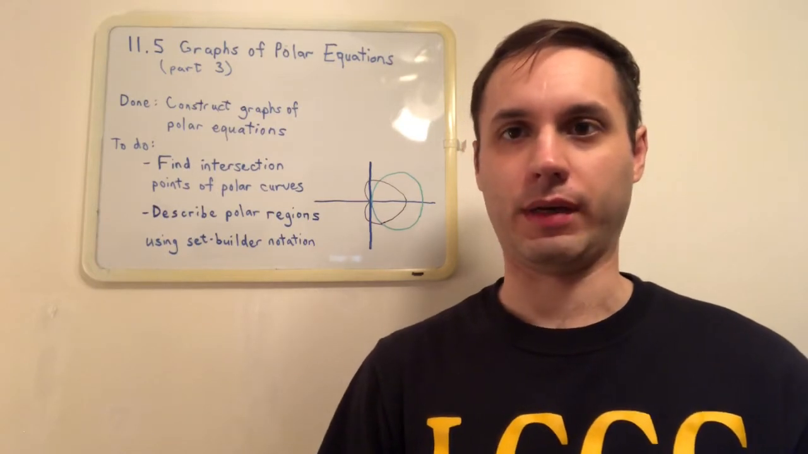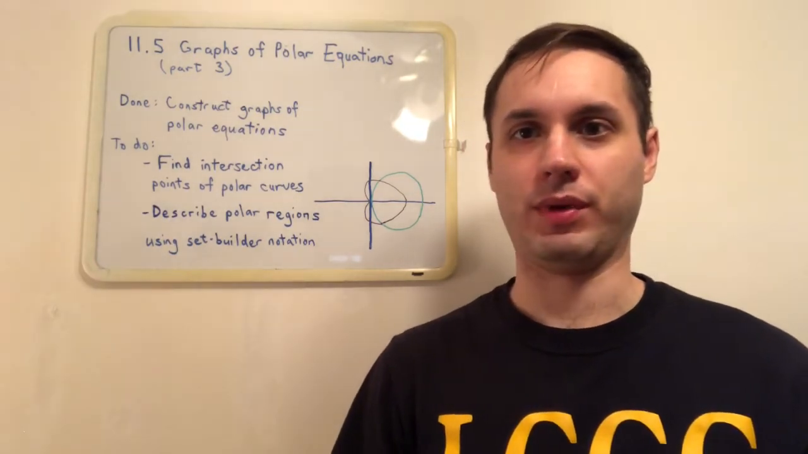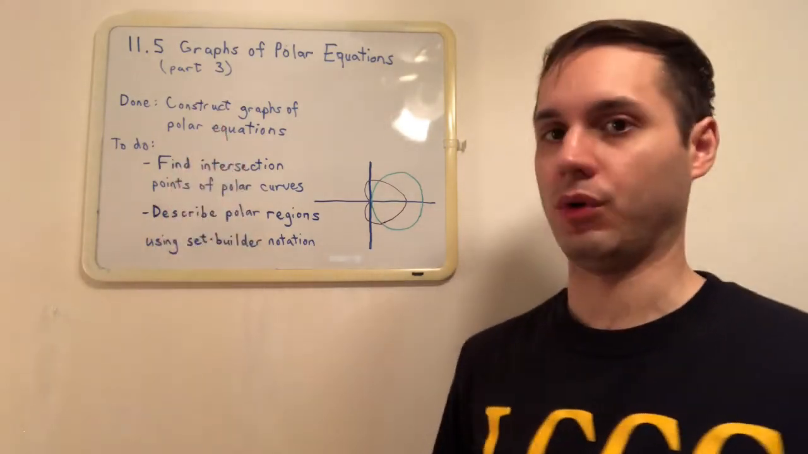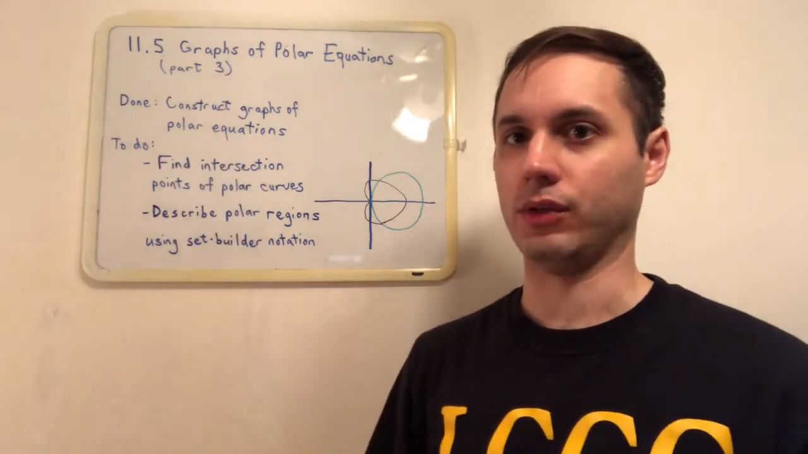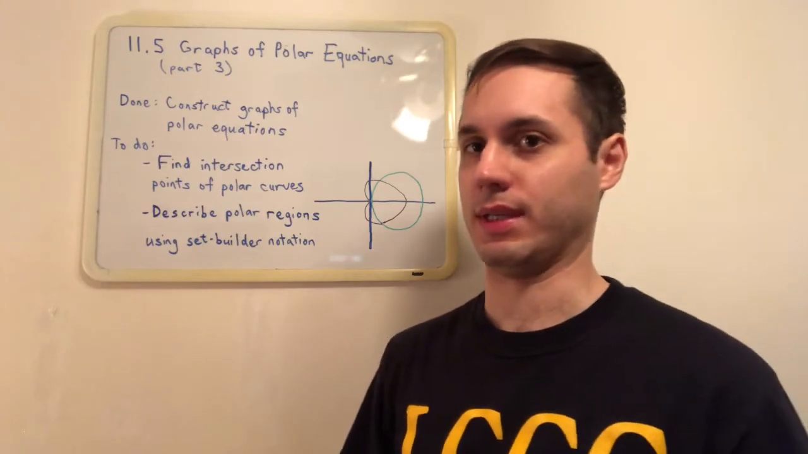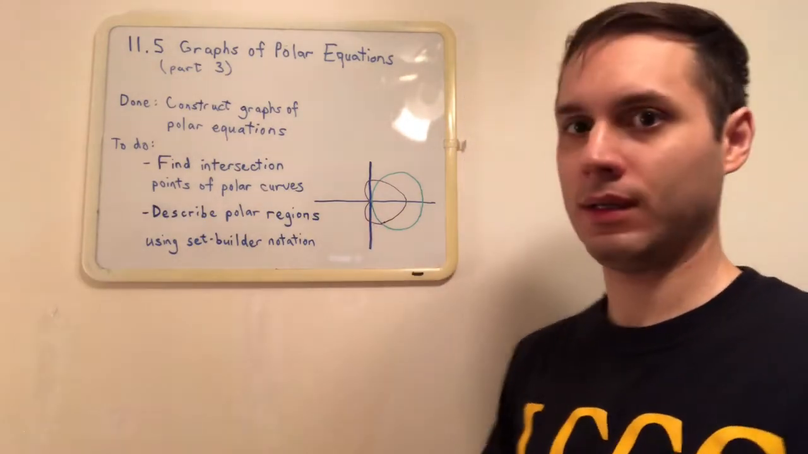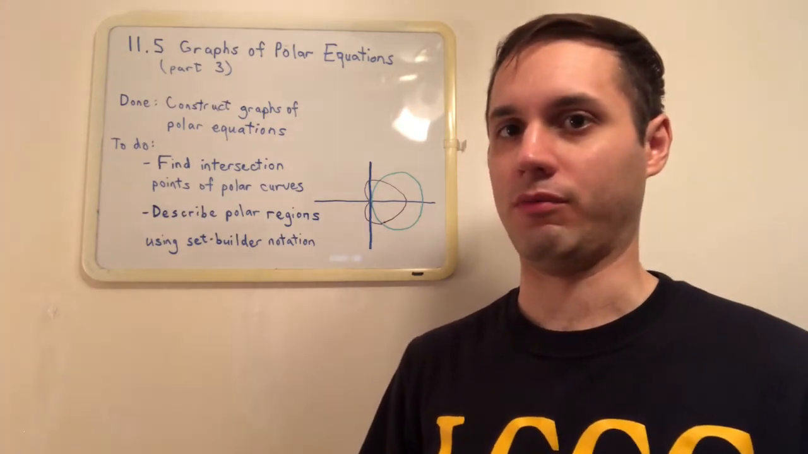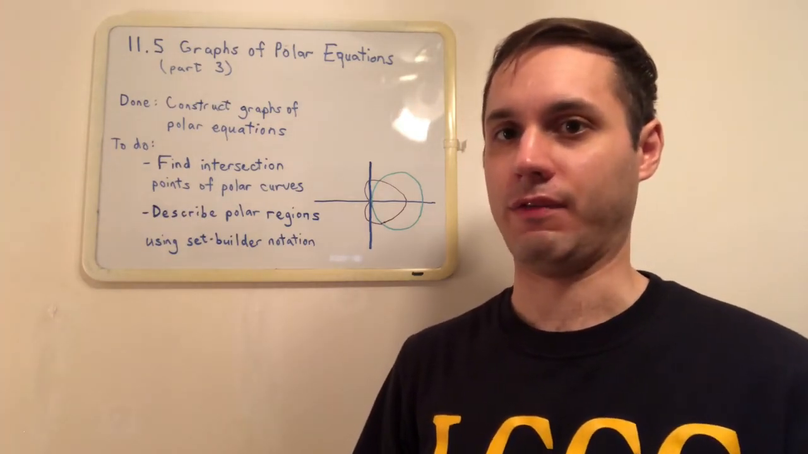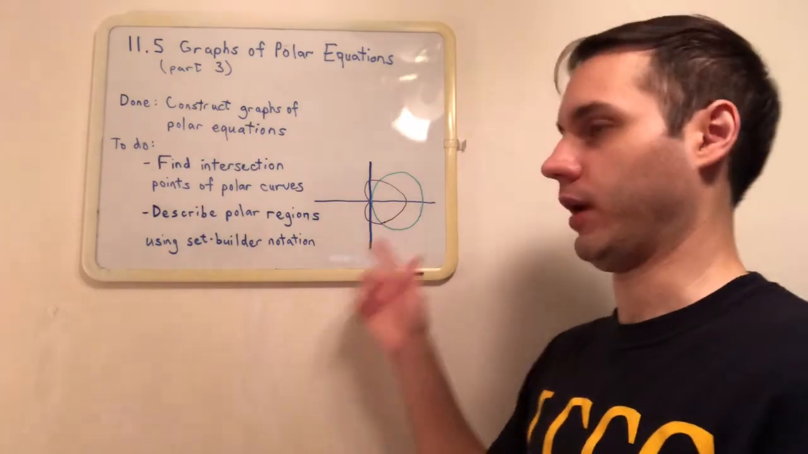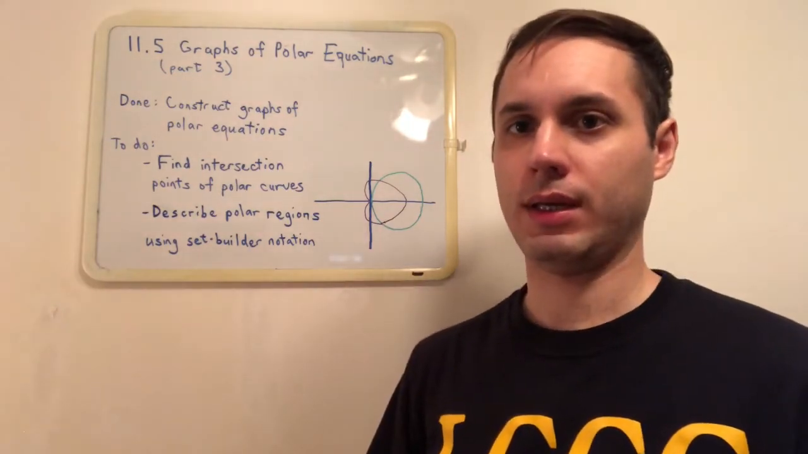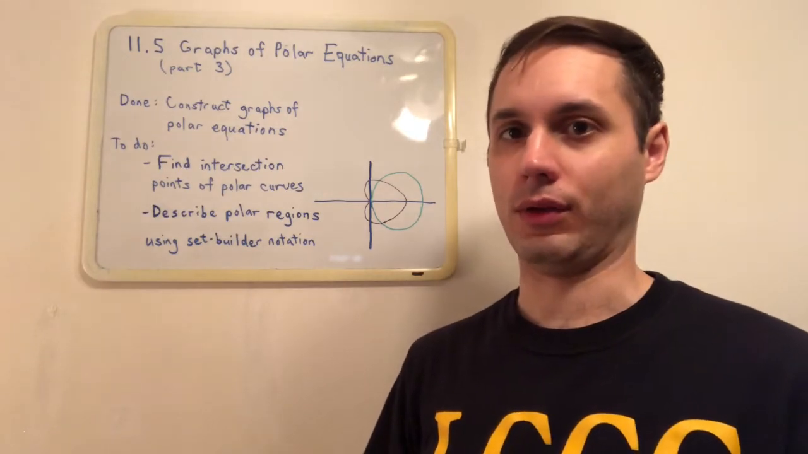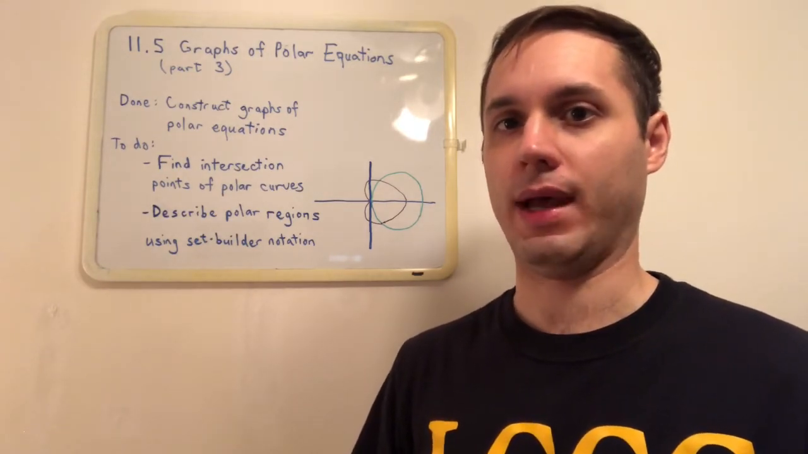We're going to be talking about finding the intersection points of polar curves. Now that we know how to graph polar equations, we're going to take a look at multiple polar equations at the same time. So for instance, this picture of the cardioid and the circle is going to be typical of what we'll look at in this video. We've got graphs of two polar equations and we want to find out where they intersect. And we'll take a look at some algebraic ways to do that.